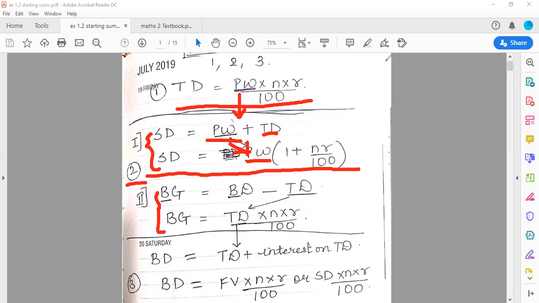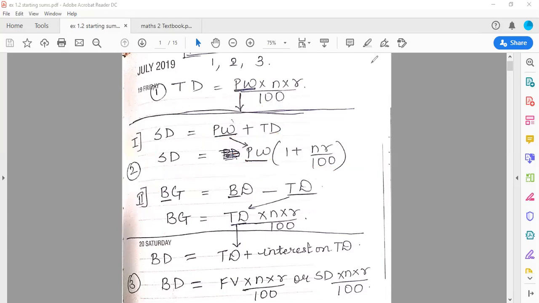So are the three formulas clear? This is our today's focus. The other formulas which you can see right now, just ignore them. Once we are done with the exercise, I will tell you what trick you have to remember for the formulas. So students, quickly revise with me. Formula number 1, true discount is equal to TD is equal to PW into N into R upon 100. Then point number 2, SD, sum due. There are two formulas.